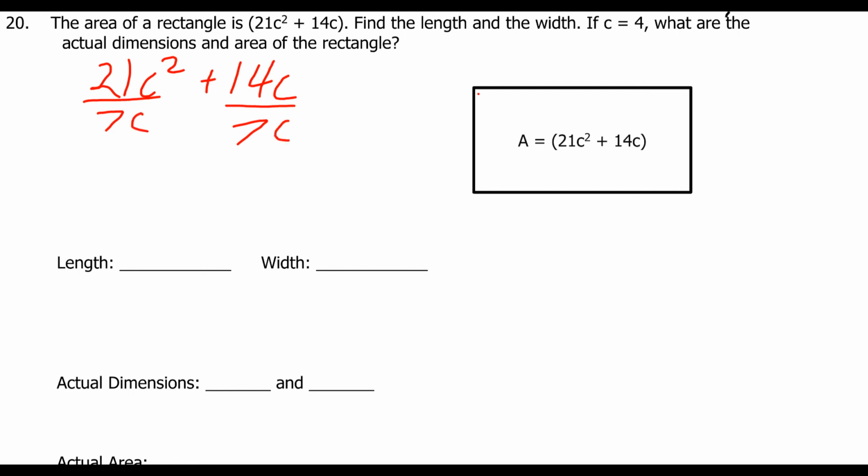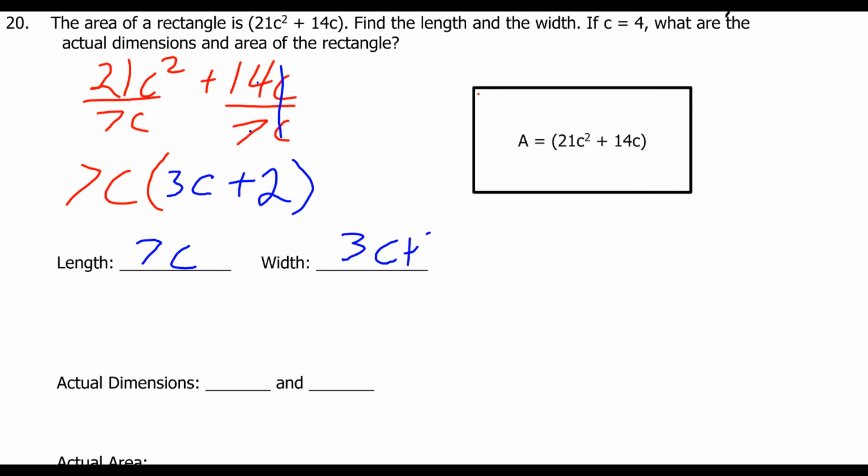Now, I notice that I have a c on both of these, so I can take out a c. So I'm going to go 7c on the outside, and we're going to divide 21 by 7, that's 3. c squared divided by c is going to be c. And then 14 divided by 7 is 2, and the c's cancel, so we're left with 3c plus 2. So our length is 7c, our width is 3c plus 2.